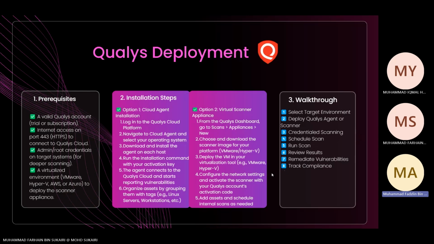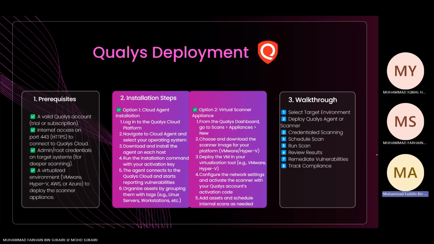So for the Qualys deployment, the prerequisites or system requirements that we as users need in order to use the software are: a valid Qualys account, such as a trial or a monthly or yearly subscription, internet access on port 443 HTTPS, admin or root credentials for deeper scanning, and also a virtualized environment such as VMware, Hyper-V, AWS, or Azure.